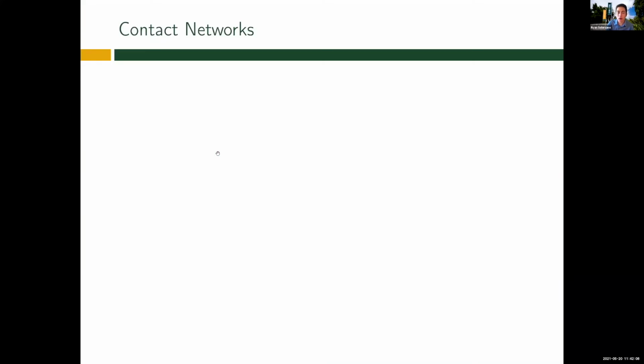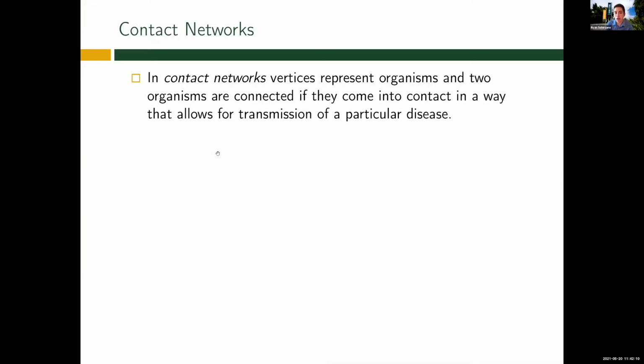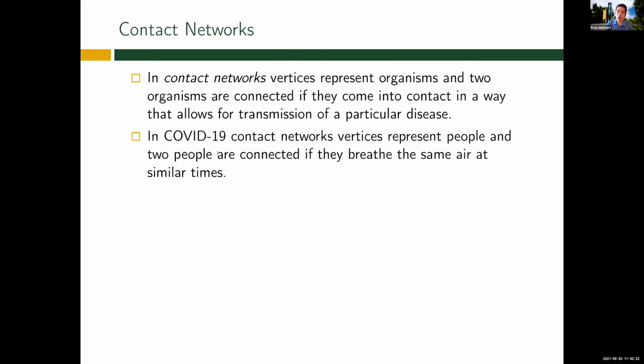So a quick overview of contact networks. In contact networks, the vertices can represent organisms, and two organisms can be connected if they come into contact in a way that allows spreading of the disease. So this can be dolphins or, of course, people. In the case of our research with COVID-19, the vertices are people, and two people are connected if they breathe the same air, allowing transmission of COVID-19.